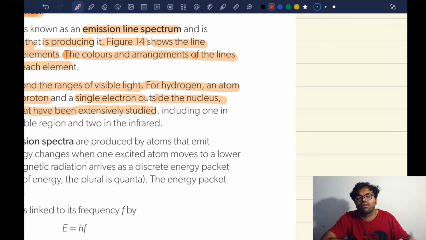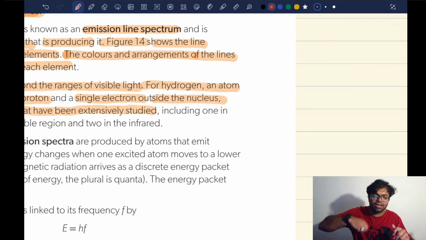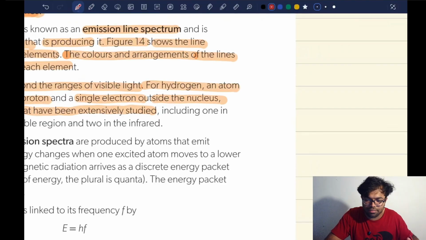Lyman, Balmer, Paschen, Brackett, Humphrey. I think I'm missing a scientist's name. Just hold on one second.